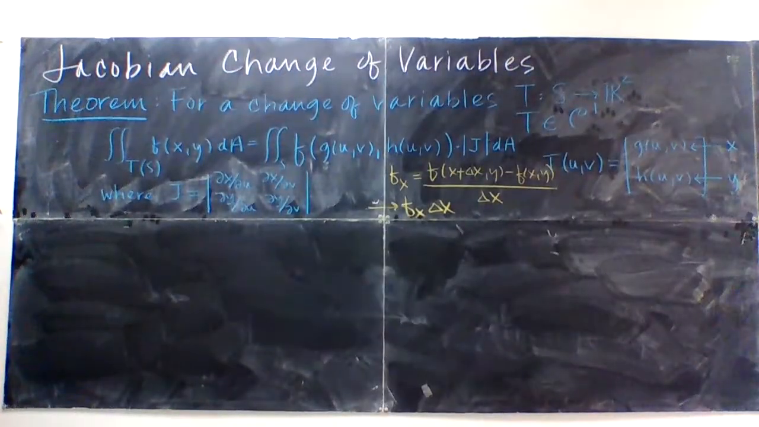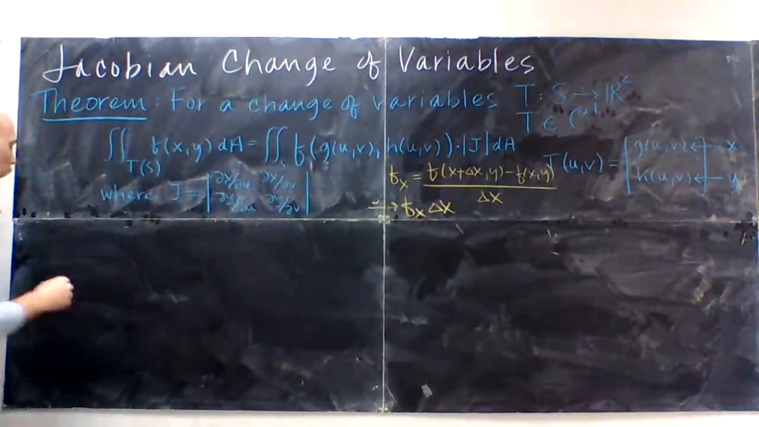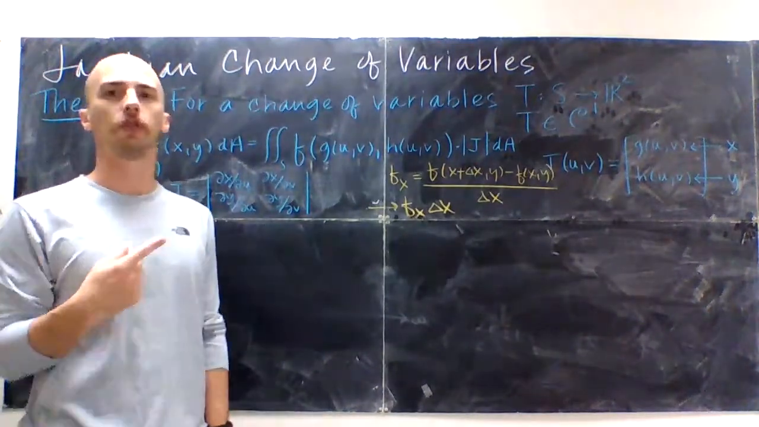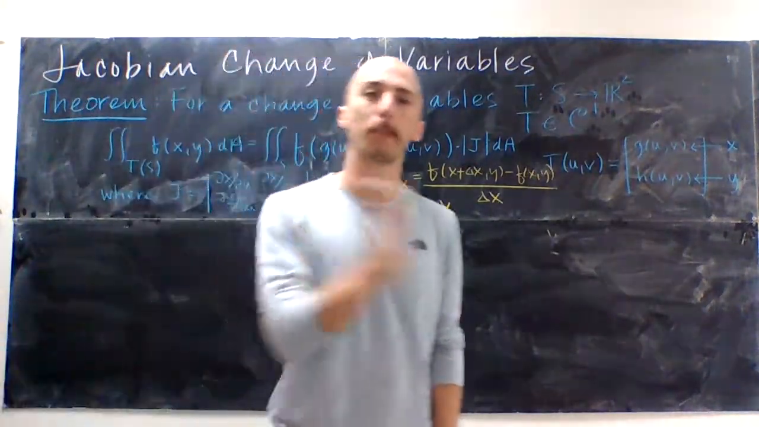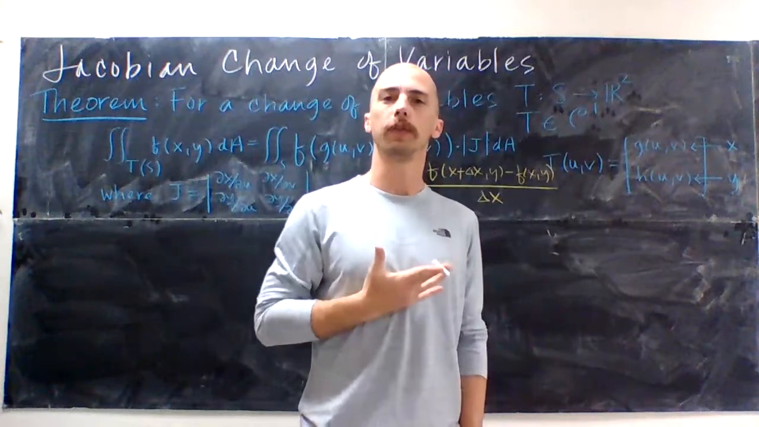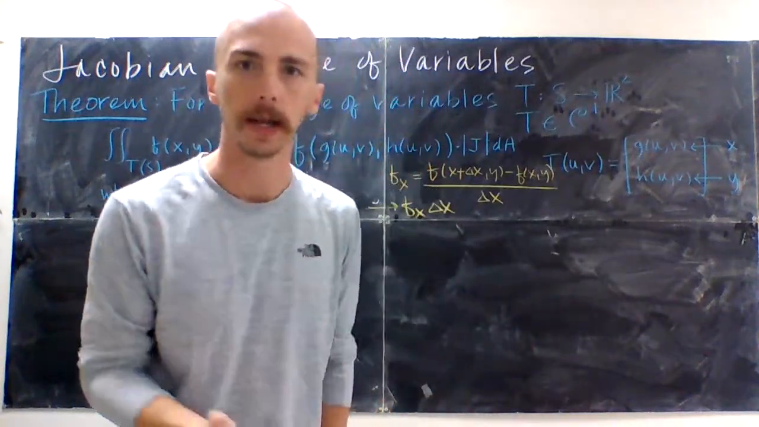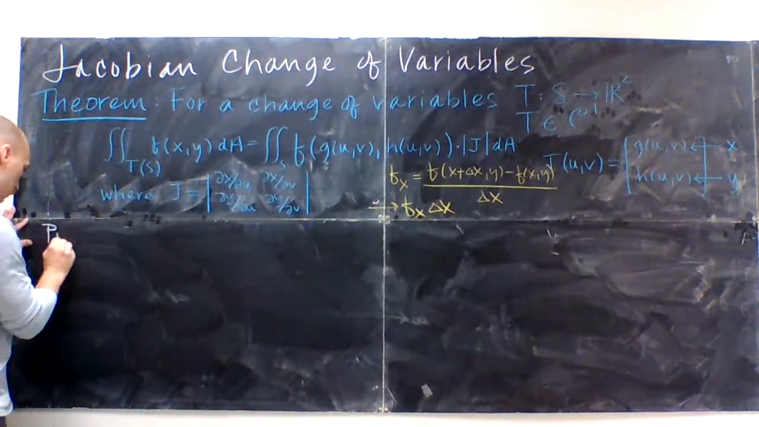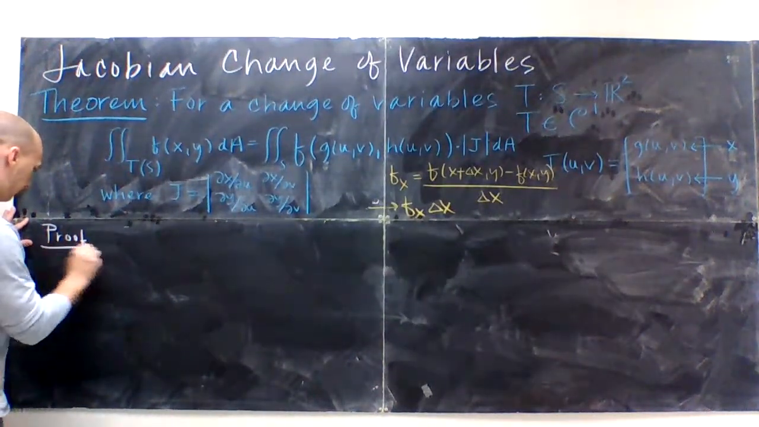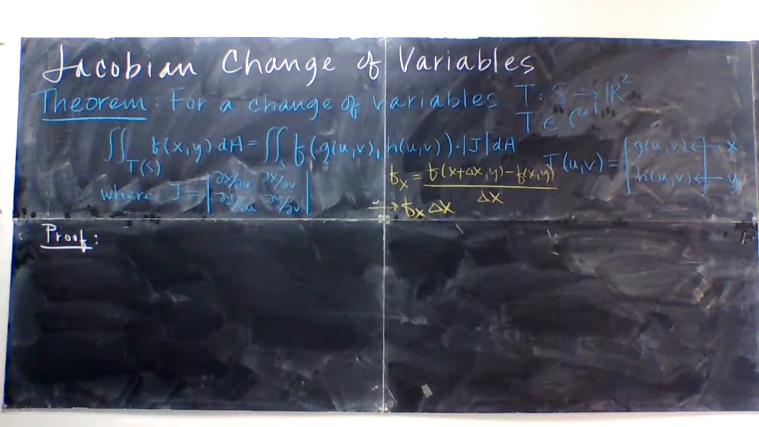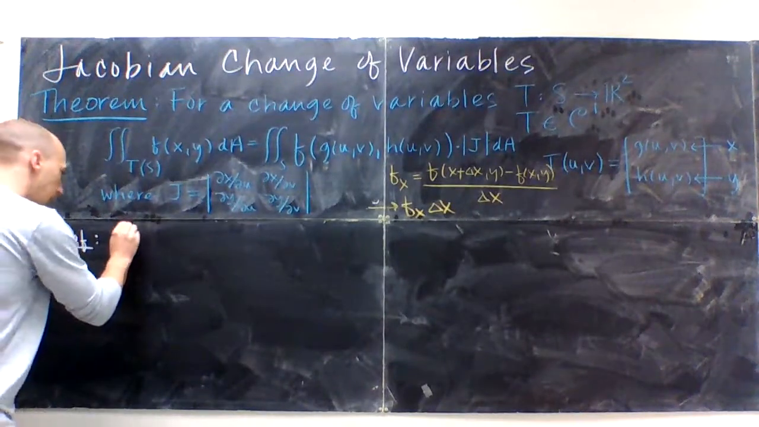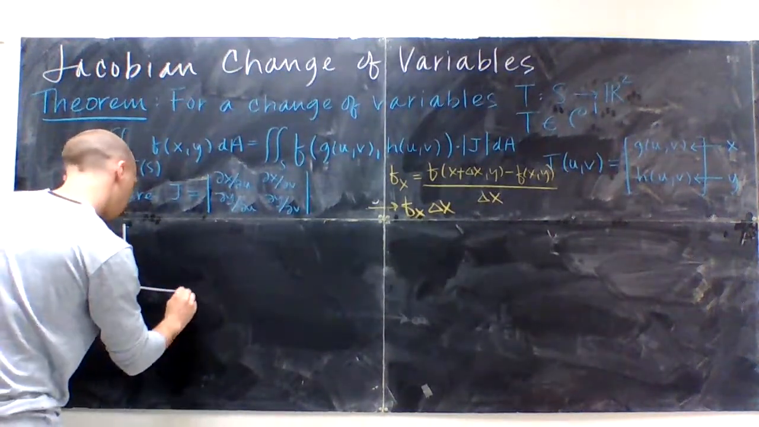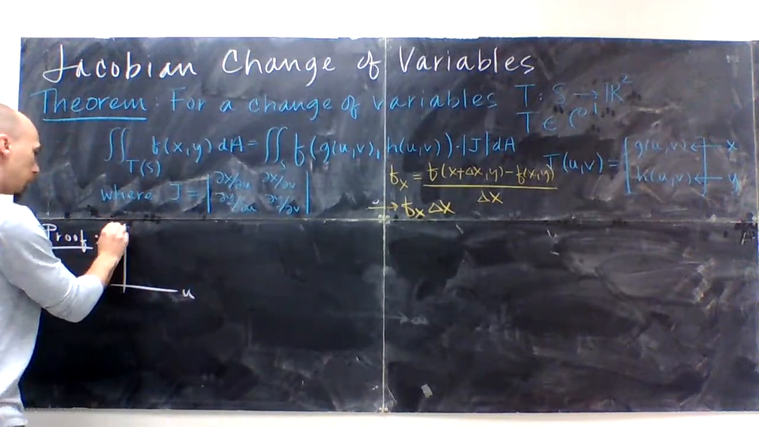So what I'm going to do is start off by looking at T. I'm going to start in UV world, map into XY world, and track the difference in a small piece of area. Okay, so UV world. U and V.